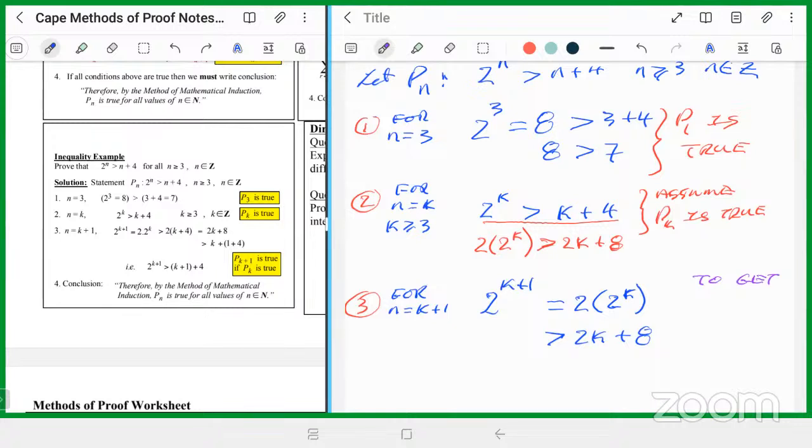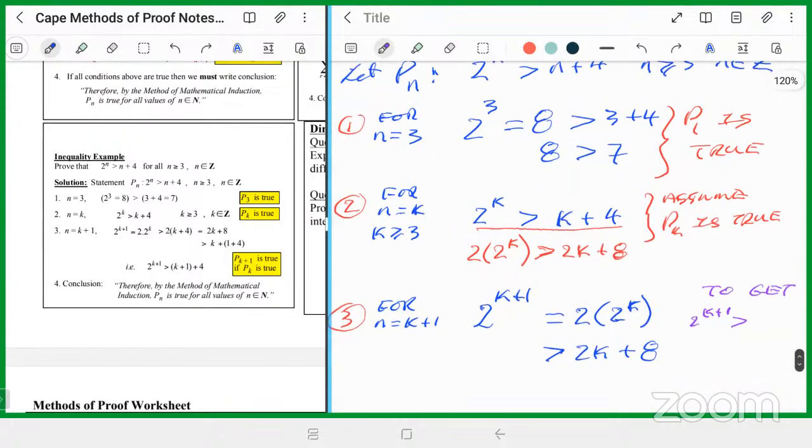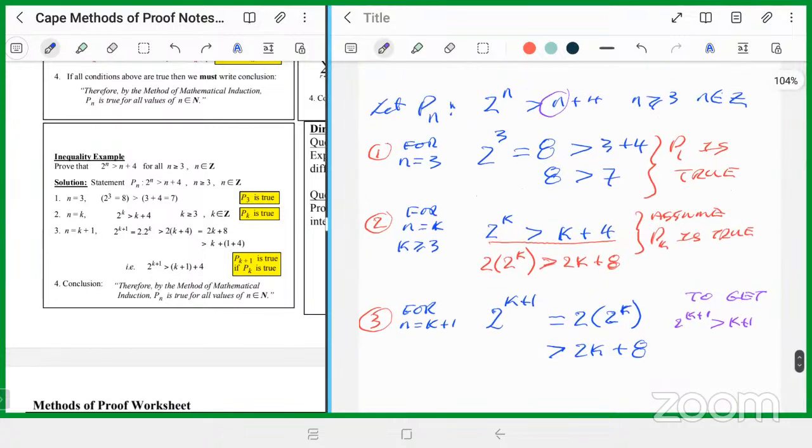the 2 to the k plus 1, which is what this side is greater than, and then here we're going to put k plus 1. So it's supposed to be k plus 1 plus 4, which is k plus 1 plus 5. So that's what we're trying to get. All right? Remember now, guys, that k is greater than or equal to 3. Don't forget that. K is greater than or equal to 3.